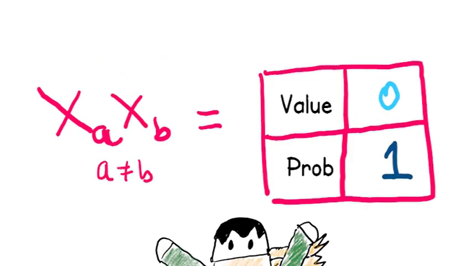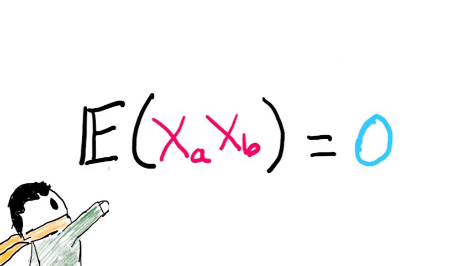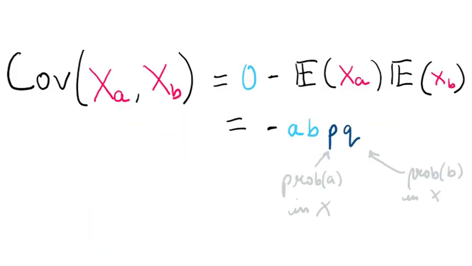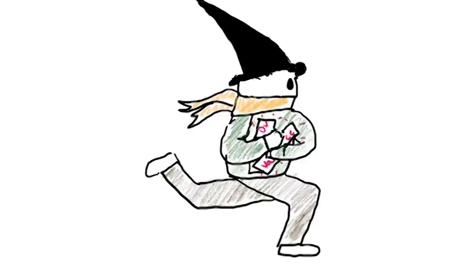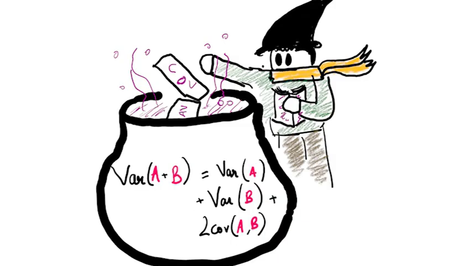Two values cannot happen simultaneously. So the product x_A times x_B, when A is not equal to B, is always 0, and so is its expectation. This leaves us with the covariance being negative of A times B times the probability of A times the probability of B. Now that we have all of our mystical ingredients, we can put them into the cauldron of the variance formula and start up a proof.